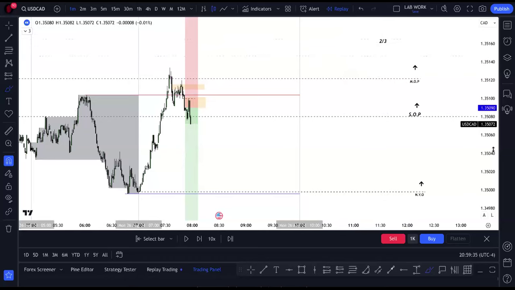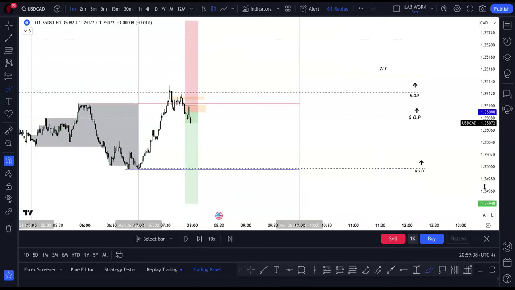But we don't do that over here. I say this all the time. Indicators are detrimental to the development of new traders. It is absolutely detrimental to traders because it's a lagging indicator.